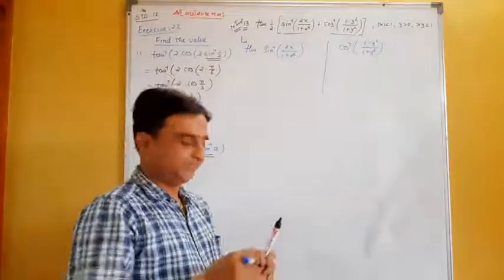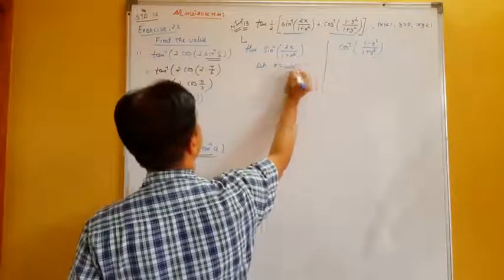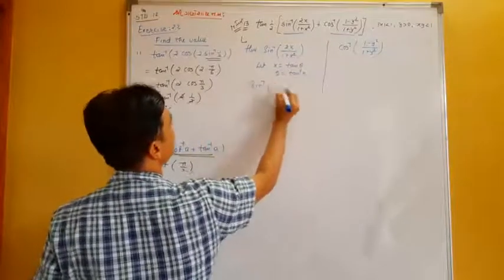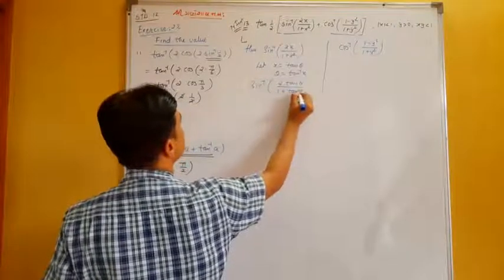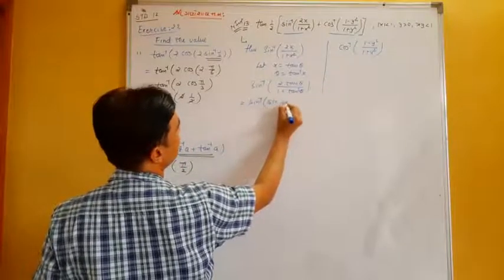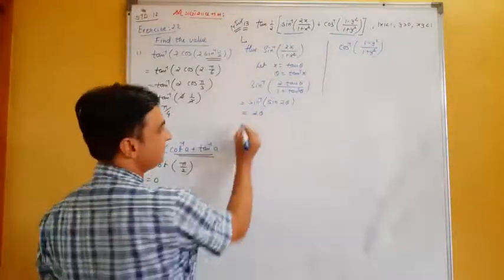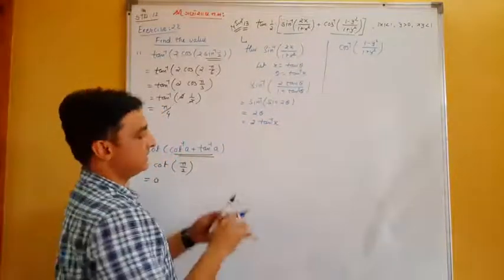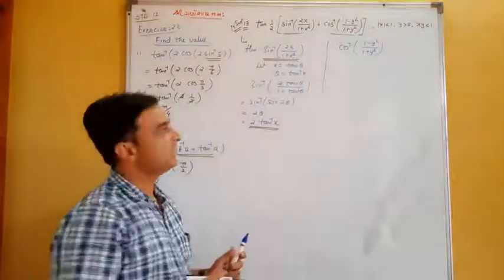Okay. Now, let x equal tan theta, so theta equals tan inverse x. Substitute the value: sin inverse 2 tan theta upon 1 plus tan square theta. This is the value of sin 2 theta. Sin inverse and sin cancel, the answer will be 2 theta, and theta equals tan inverse x. That means it has the value 2 tan inverse x.